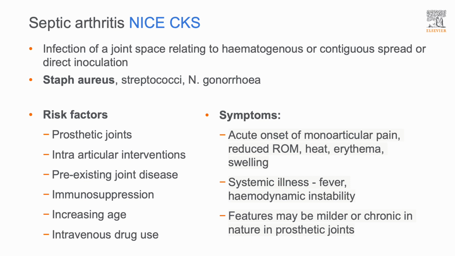Risk factors include prosthesis, intra-articular interventions such as intra-articular steroid injections, pre-existing joint disease such as rheumatoid arthritis, immunosuppression, which is often also seen with autoimmune arthritis, increasing age, and intravenous drug use, which is a risk factor for direct inoculation of pathogens. Symptoms include the acute onset of monoarticular pain, reduced range of motion, heat, erythema, and swelling of the affected joint. There may be features of systemic illness, including fever and hemodynamic instability. However, features may be milder or more chronic in nature in prosthetic joints.